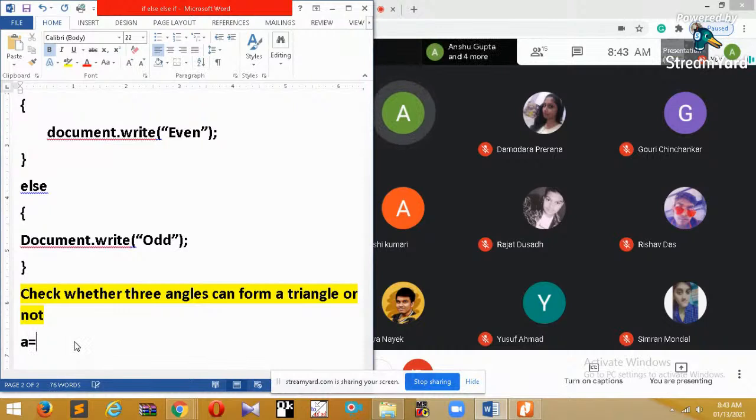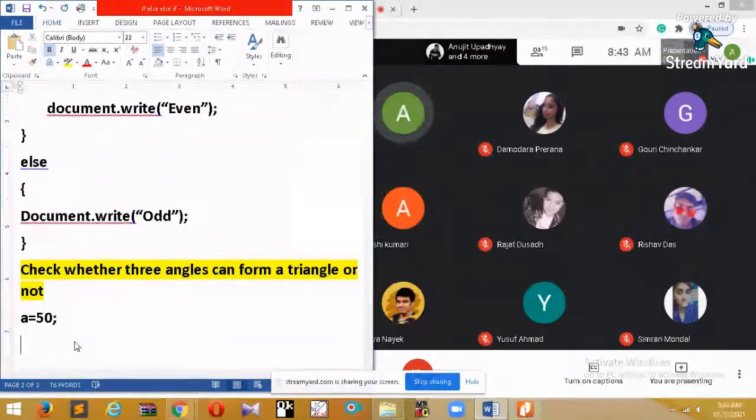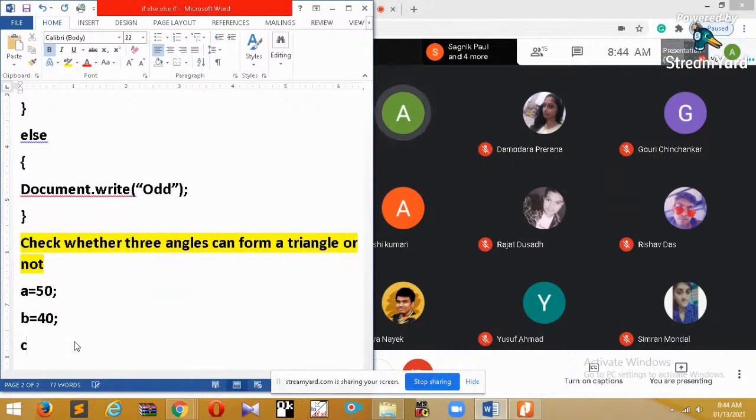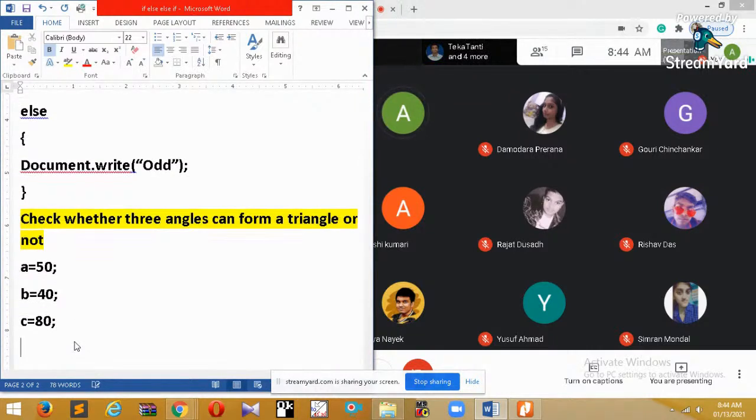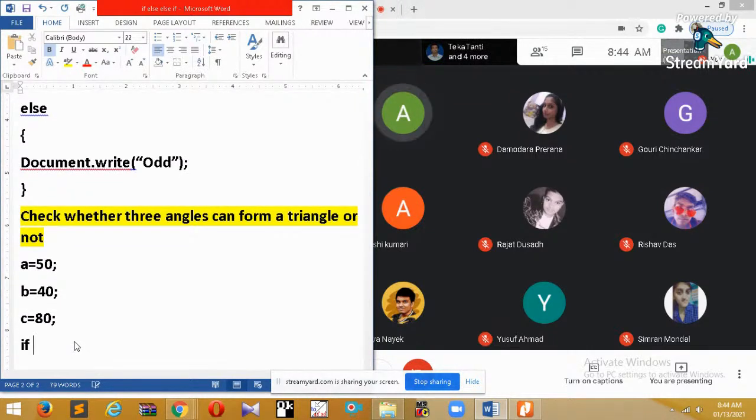So in that case, suppose we take three angles. A equals 50, obviously we will not use any degree symbol. B equals, suppose I am taking 40, and C equals, suppose I am taking 80, for example. After that, we'll check the condition that the sum of all three angles should be 180. So my condition will be if A plus B plus C equals 180.